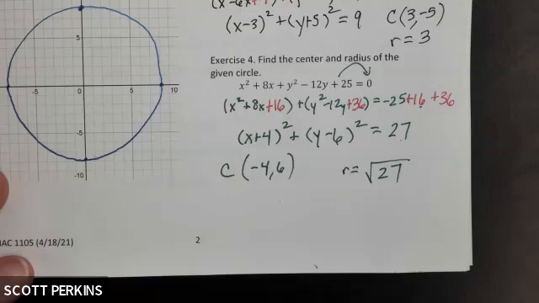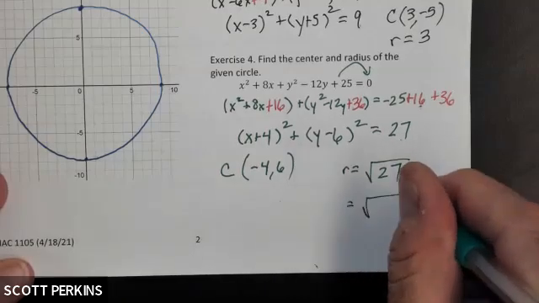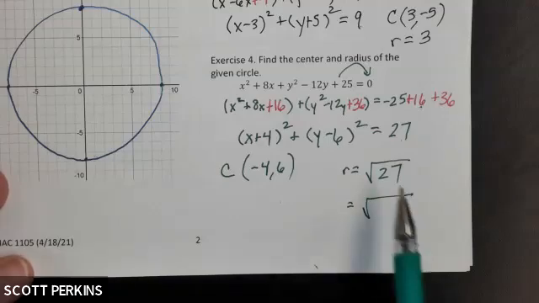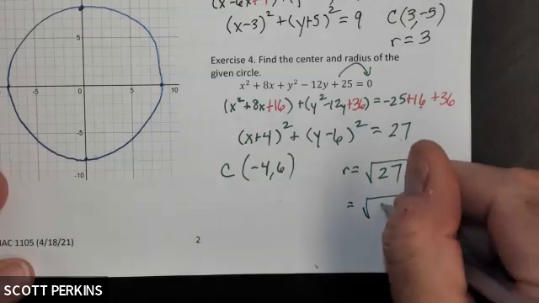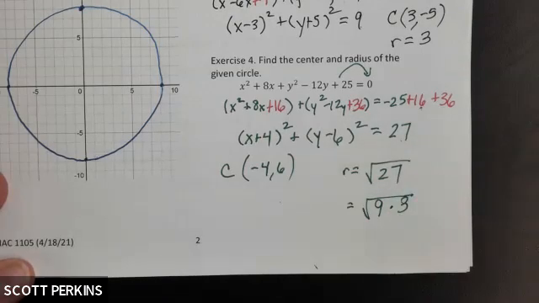Well, we want the exact answer. Don't put that in your calculator and tell me 5 point something. I'm not interested. So what I have to do, though, is use the product rule of radicals. 27 has what factor that is a perfect square? Yep, 9. 27 is 9 times 3.